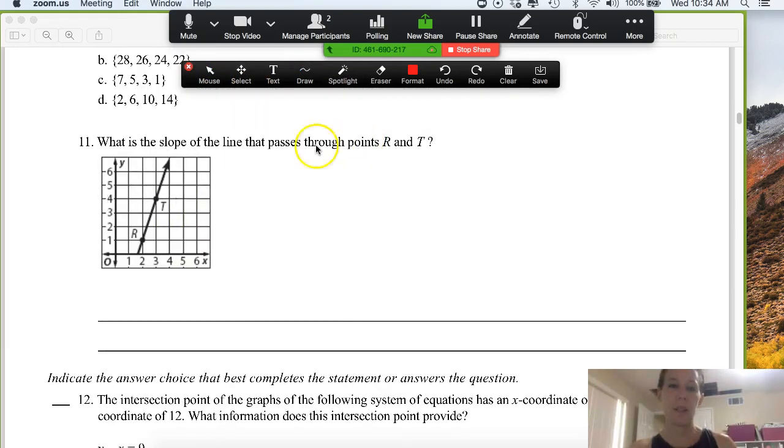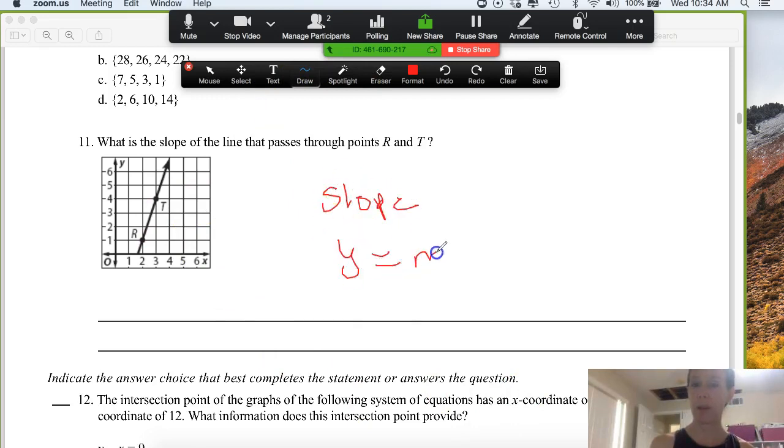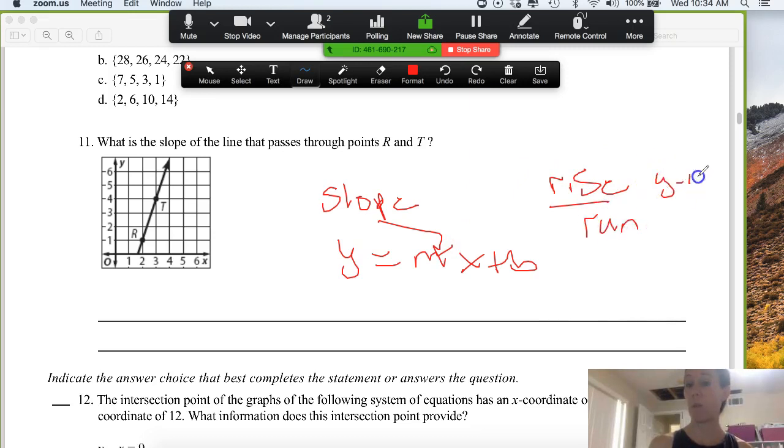Okay. What's the slope of the line that passes through R and T? Now, do you remember slope means rise over run? Okay, it's the m value. If we do y equals mx plus b, the slope is the m value. It's rise over run. Or you can think of it as the difference between the y's over the difference between the x's. So if I am at a point, just count the rise over the run.